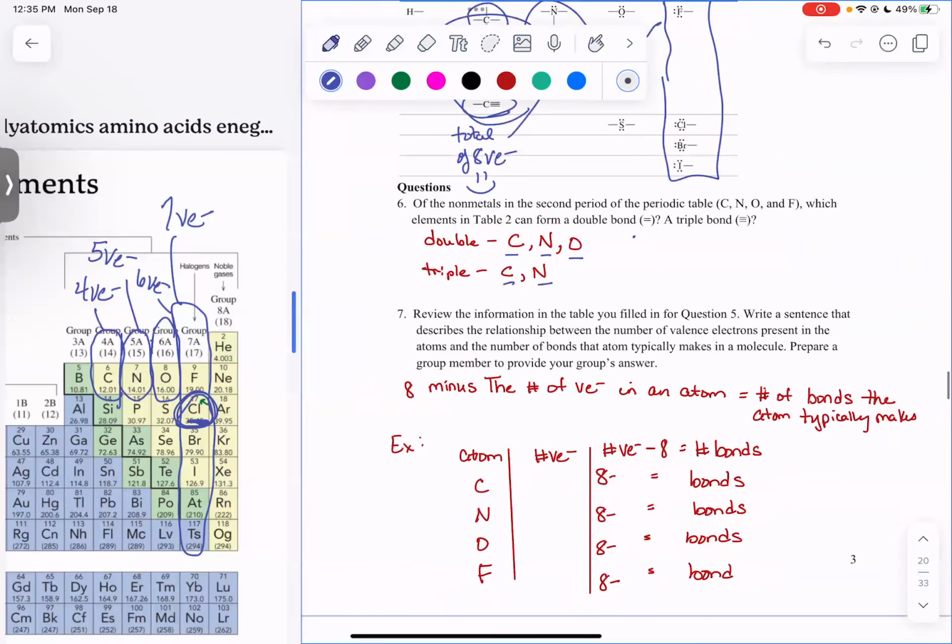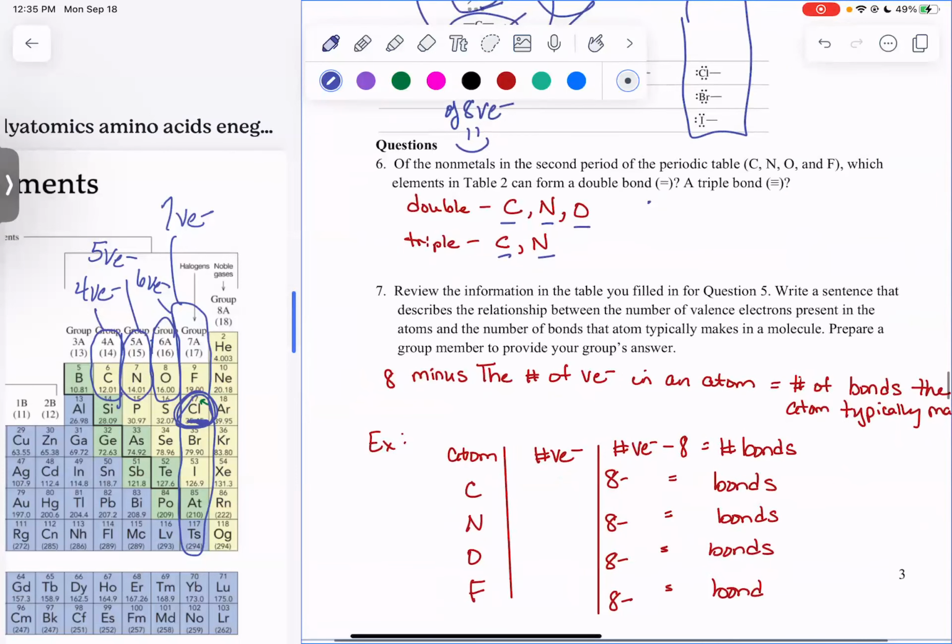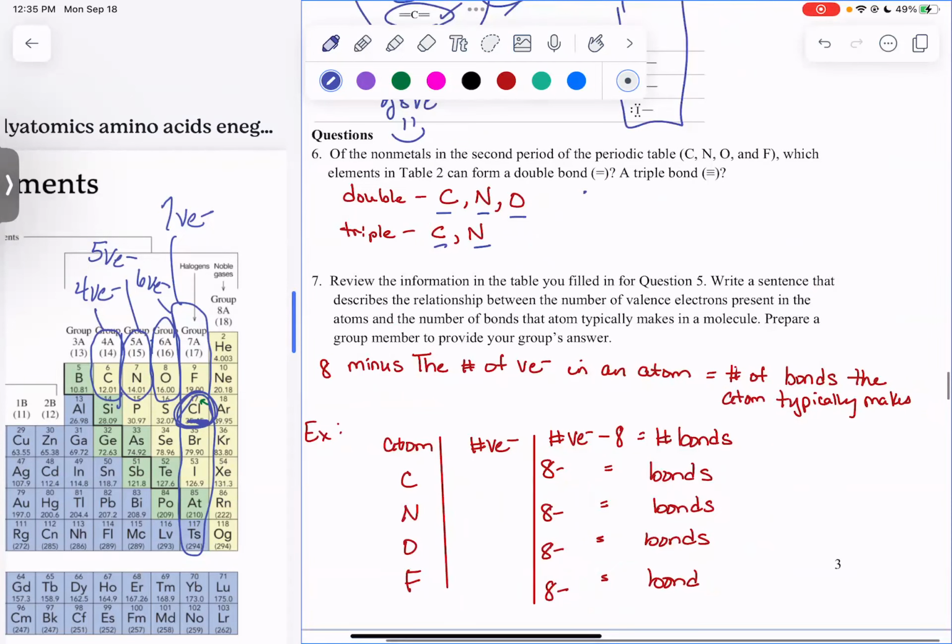All right, so review the information and write a sentence that describes the relationship between the number of valence electrons and the number of bonds they typically make. So I'm going to make this math statement, and I'm going to say 8 minus the number of valence electrons in an atom gives me the number of bonds the atom typically makes.